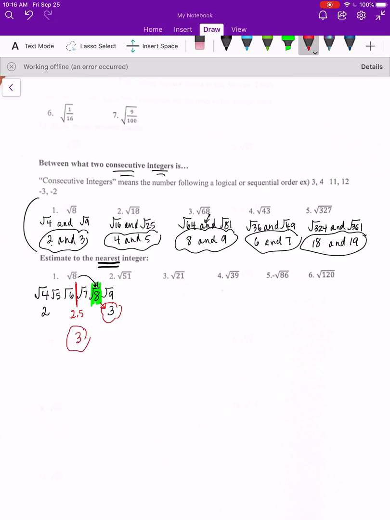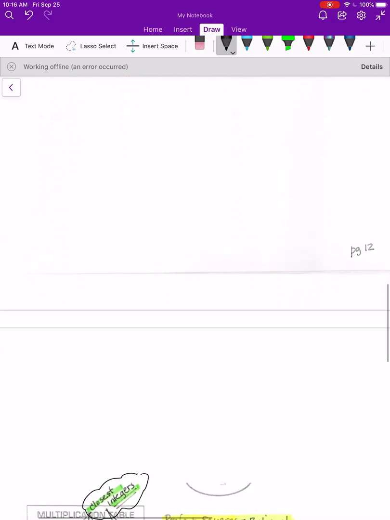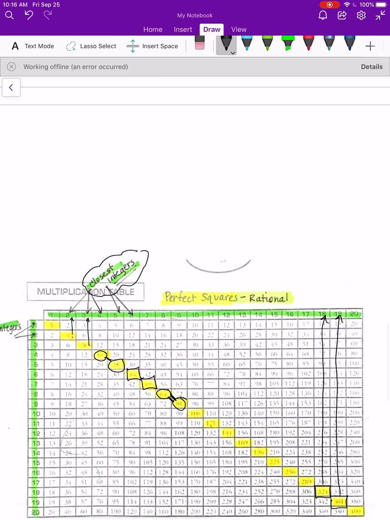So let's do the square root of 51. Now I'm going to draw an arrow. Let's draw it in blue. I'm going to draw it down here because I need a little bit more room. So we're looking at the square root of 51. So if I go down here to my chart, 51, and I'm going to do some erasing because I've got a whole bunch of marks on here. So let me kind of start over a little bit. So the square root of 51.